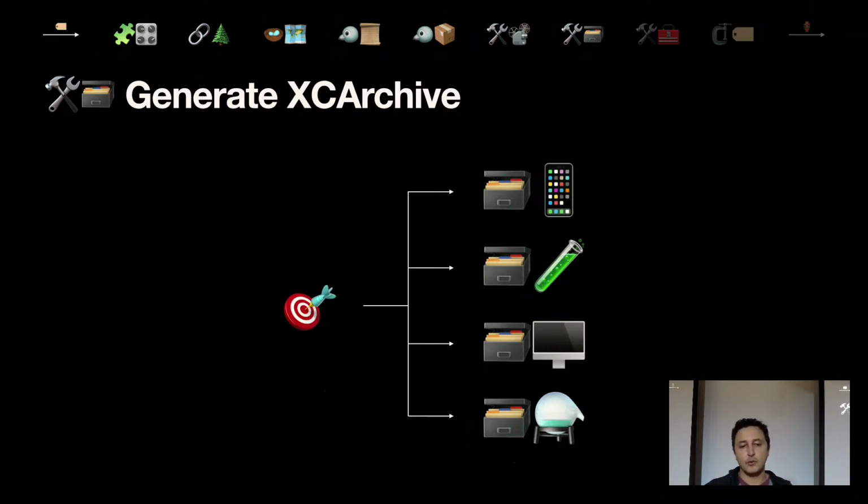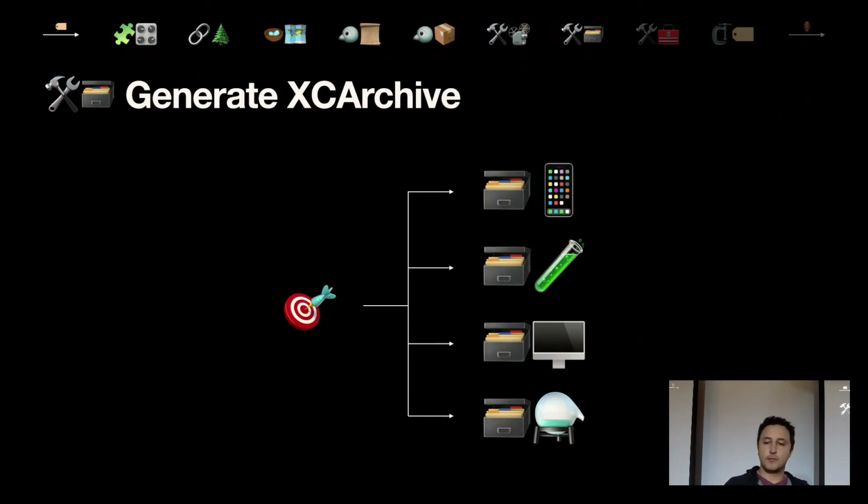So on CI, what we do is run 4 different jobs over a matrix, each of them building its own XCArchive, because if you've ever archived any project in Xcode, you will know that it is a very expensive operation.